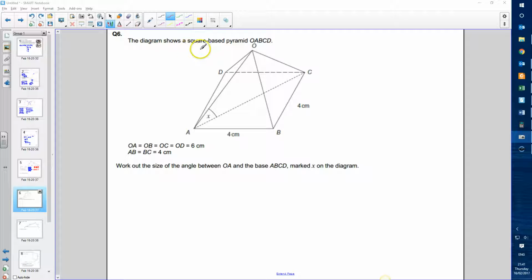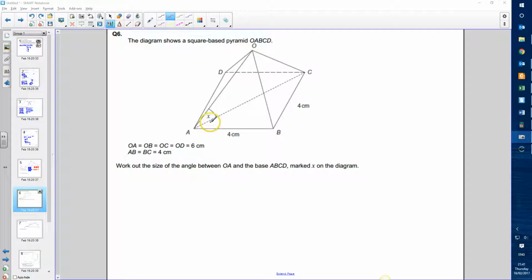Question number 6. The diagram shows a square-based pyramid OABCD. We're told that the sloping lengths here are all equal to 6 centimeters, and that the base lengths of the square-based pyramid are each equal to 4 centimeters. We need to work out the size of the angle between OA, this sloping length of 6 centimeters, and the base ABCD, which has been conveniently marked X on the diagram.